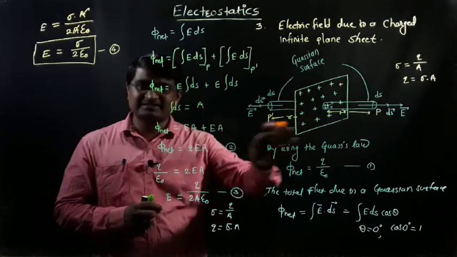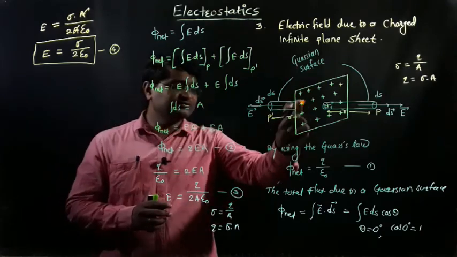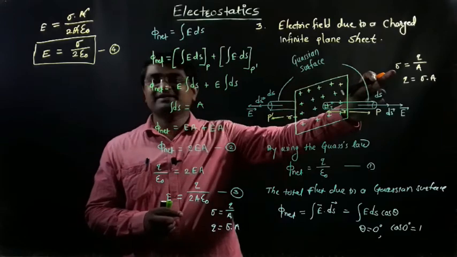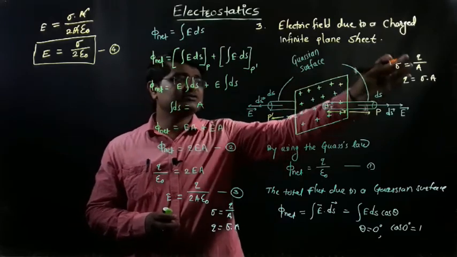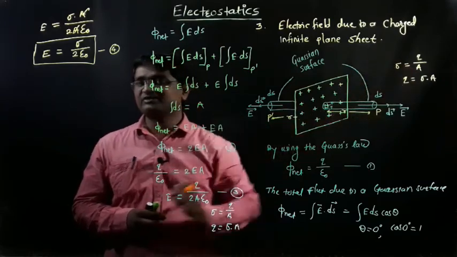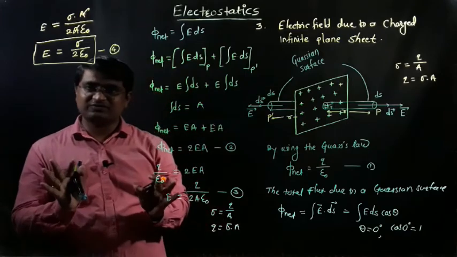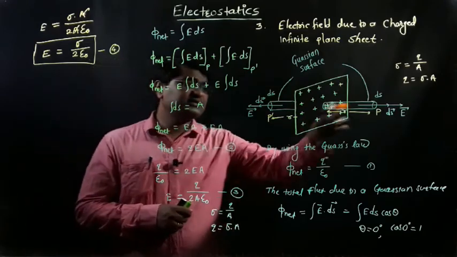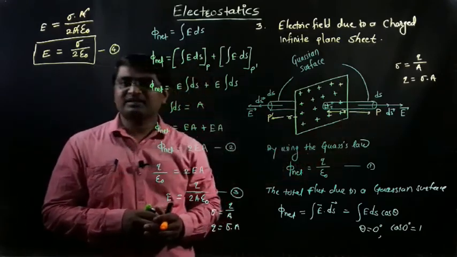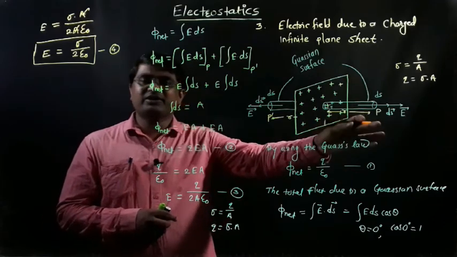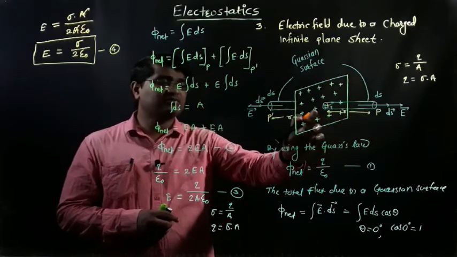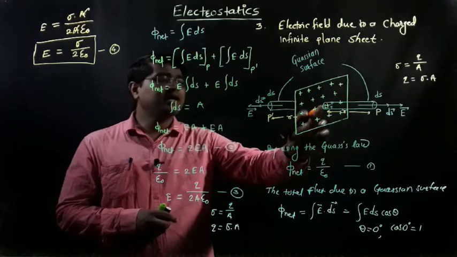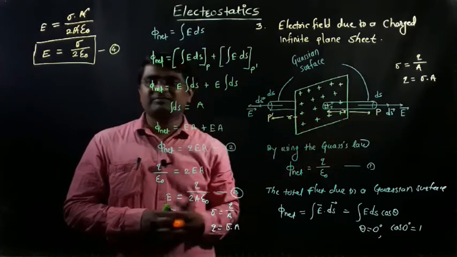Okay, consider a plane sheet having a uniform surface charge density sigma. So sigma is equal to Q upon A, that is, Q is equal to sigma into A. This is our first step. Second step, consider any one point P at a distance r from the plane sheet, and we find the electric field at the point P.